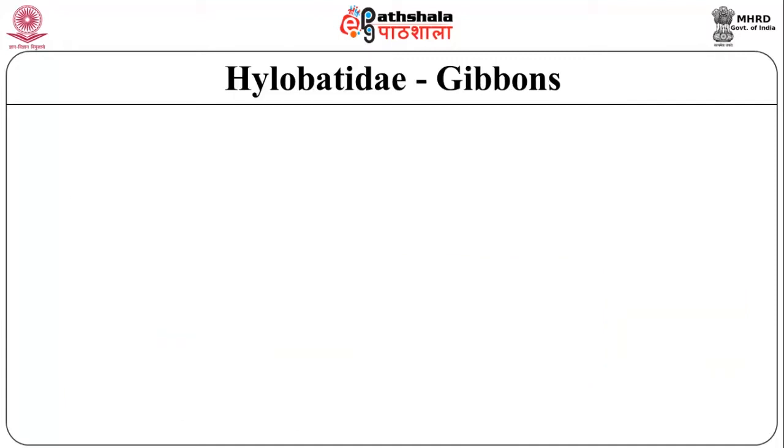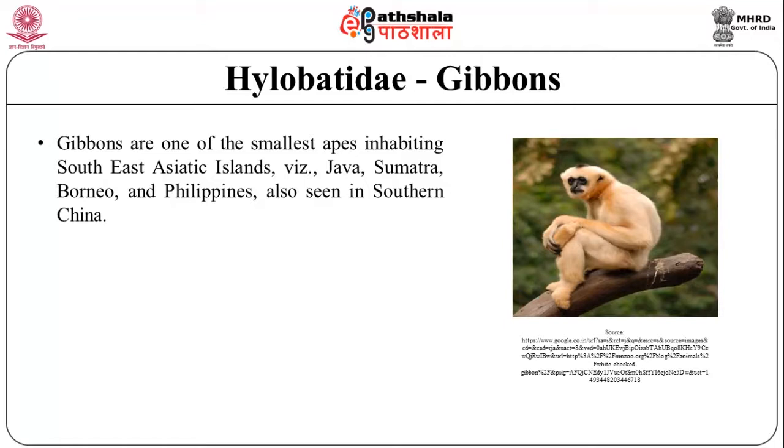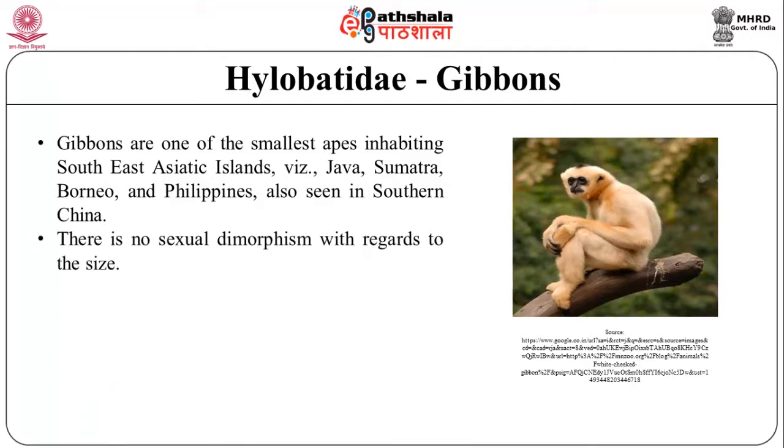Hylobatidae, gibbons. Now, the gibbon is one of the smallest apes, inhabiting the Southeast Asiatic islands, namely Java, Sumatra, Borneo, and the Philippines. They are also seen in southern China. There are about 12 varieties of gibbon. Now, the height of the gibbon does not exceed 3 feet, and the weight of the adult gibbon ranges from 11 to 15 pounds. There is no sexual dimorphism with regard to size.